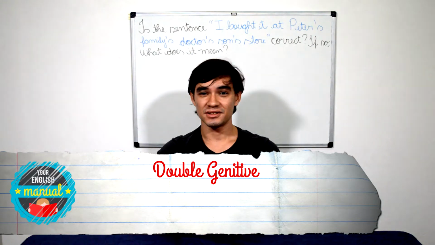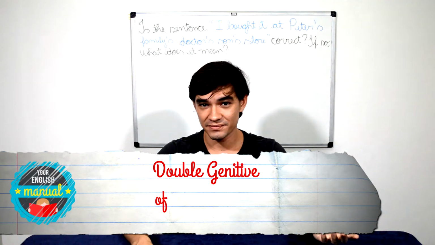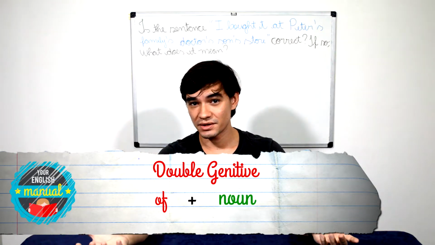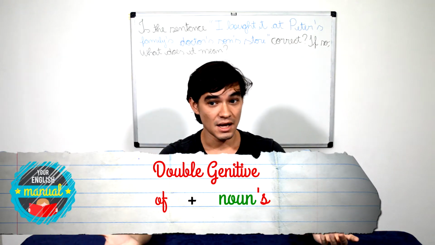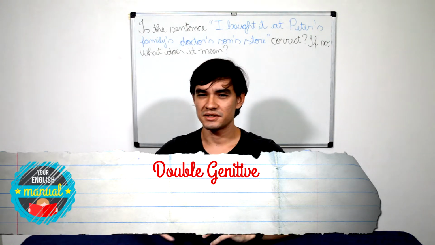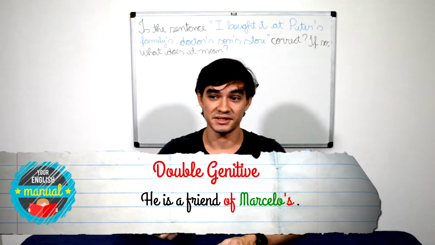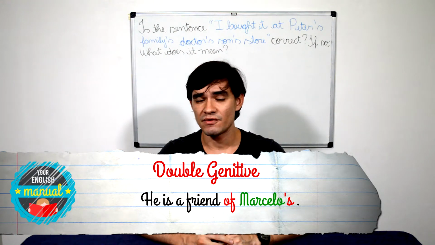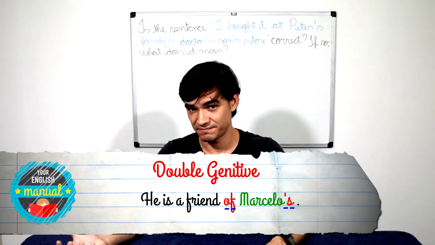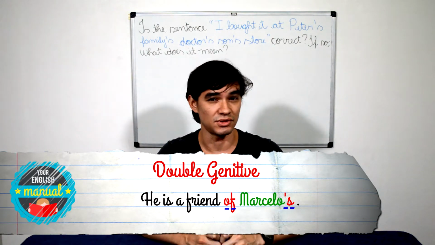Well, the structure is very simple. You start with the preposition of, then you put the word with the apostrophe s, but without the noun next to it. Here's an example. He is a friend of Marcelo's. Please notice that we have both of, and Marcelo's. Again, scholars disagree on this structure.